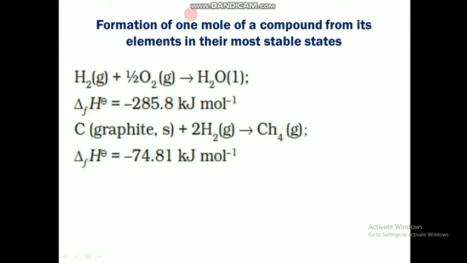So what are the conditions? 1 mole of compound is formed. Is this 1 mole? Yes, it is 1 mole of methane formed from elemental forms in their most stable states. Carbon and hydrogen are in elemental form and in the most stable form: hydrogen is in the gaseous form and carbon is in its graphite solid form. So all the conditions are satisfied, and it will have an enthalpy of formation of negative 74.81 kilojoules per mole.